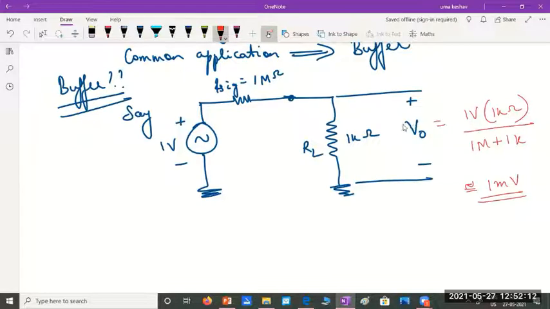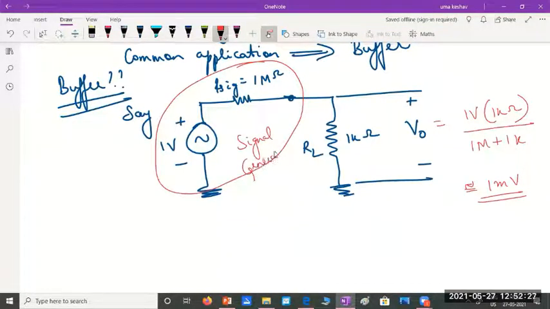Look at the problem with this circuit. You are interested in supplying a 1 volt signal to a load resistance of 1 K, but remember this whole thing is the signal generator. Please remember this always. The signal generator will supply a voltage, and it will also have some internal resistance. So when you connect the signal generator to the load, you are going to get 1 millivolt even if you set the signal generator as 1 volt. Then what is the point in doing it?